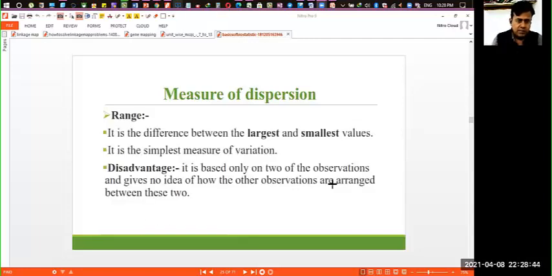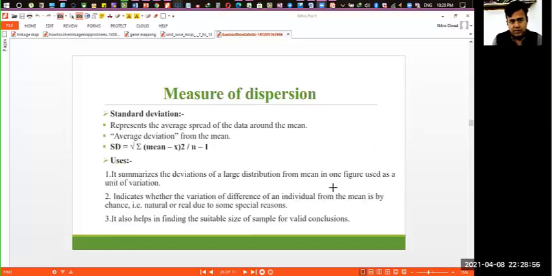So what is the measure of dispersion? Range: this is the difference between the largest and smallest value. Disadvantage: based only on 2 of the observations, we get no idea of how the other observations are arranged between the 2.